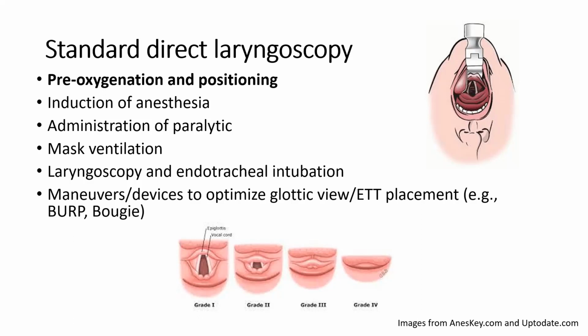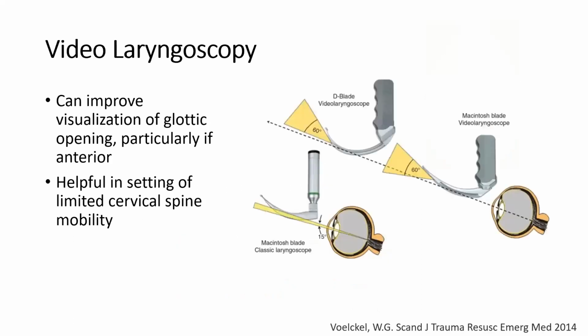And so when we're performing direct laryngoscopy, there are maneuvers that we can use to try to optimize our view, which I'm not going to go into extensive detail about. I don't think it's that pertinent to your PACU, but there are ways that we can optimize our view using direct laryngoscopy. And sometimes the other option is to proceed with video laryngoscopy, which can sometimes help improve our visualization of the glottic opening, particularly if patients have an anterior airway. And I think this is a nice illustration.